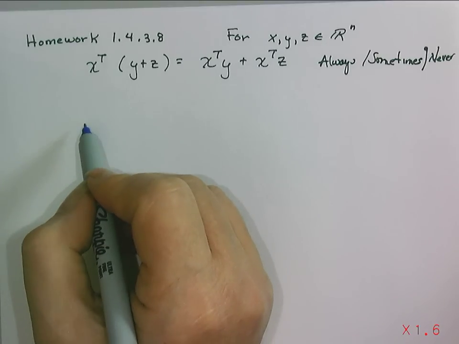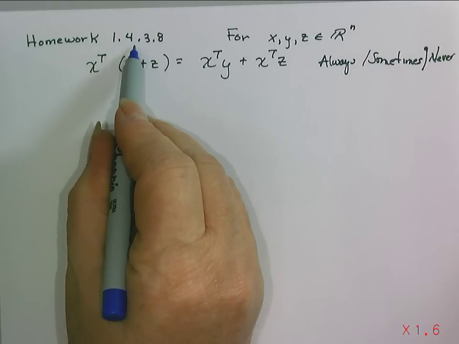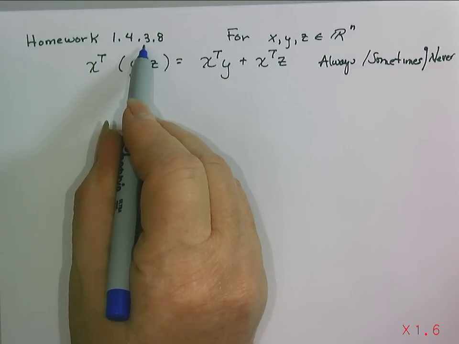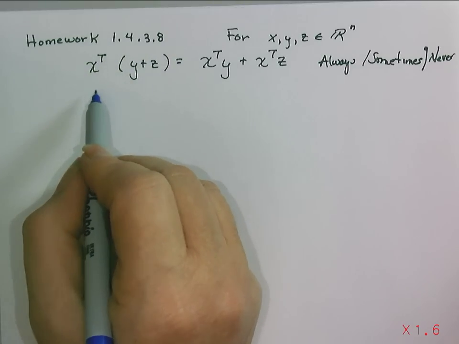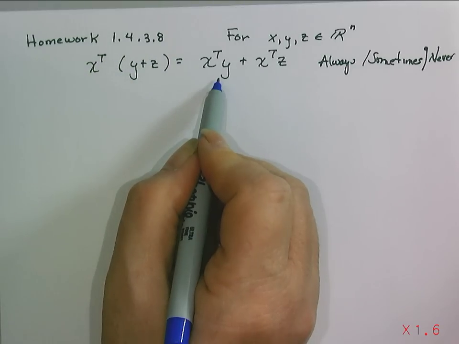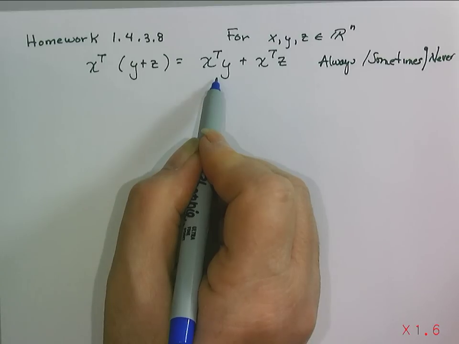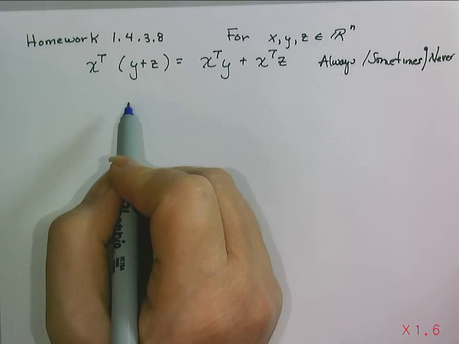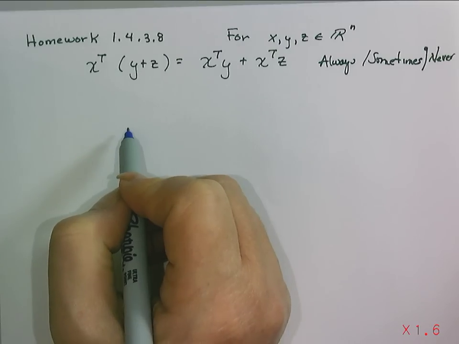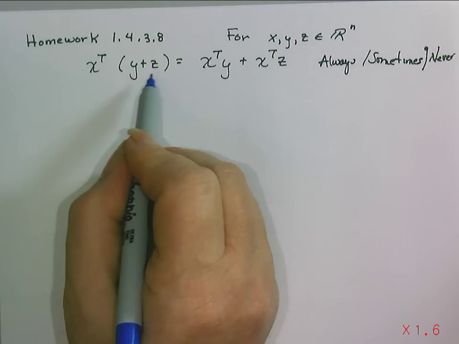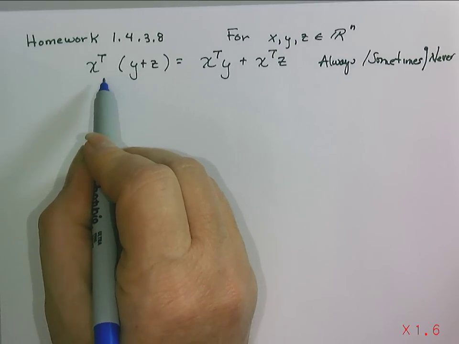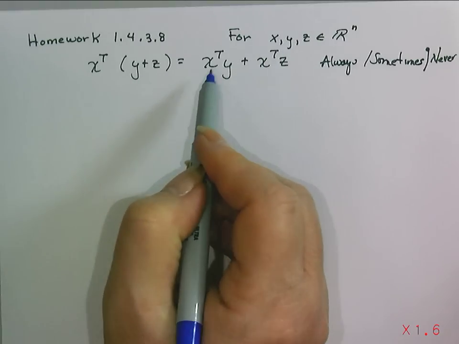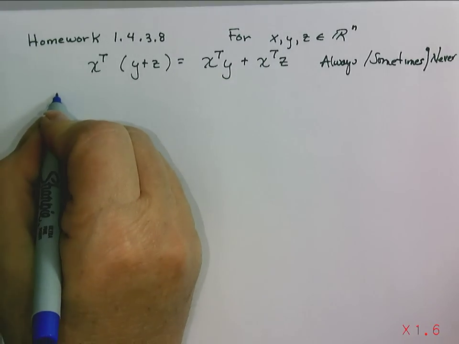You'll notice by problems 1.4.3.6 and 1.4.3.7, I think, that this is at least sometimes true. It gives me an indication that it might be always true, so let's try to prove it. If we run into some trouble, we might want to go back and see if we can find counterexamples, that is, three vectors where this is not the case. But let's see if we can prove it for now.